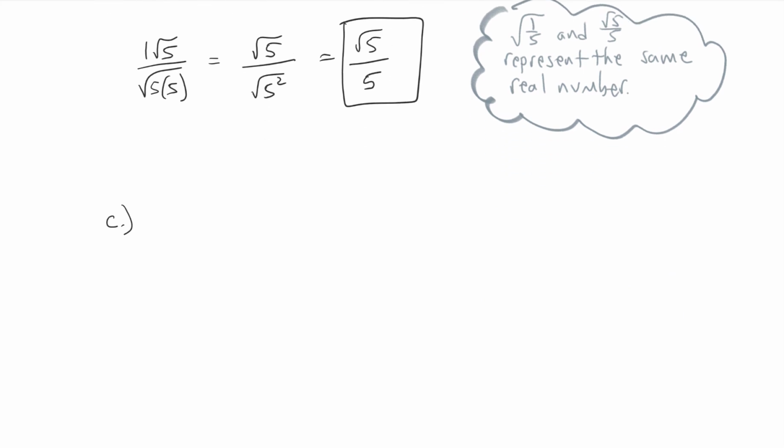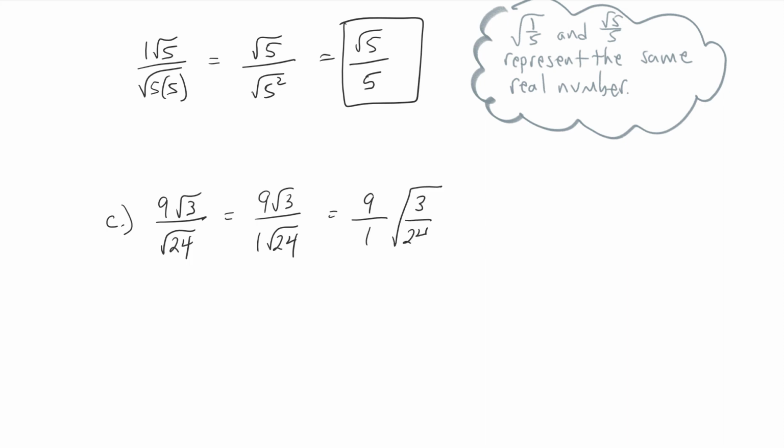These are very repetitive, just the numbers change. Let's say you had 9 principal square root of 3 over the principal square root of 24. Now, one of our properties says that if you have two principal square roots being divided, you can write those as one principal square root. So this principal square root divided by this principal square root, you can write it as one big principal square root, and then it's 3/24.